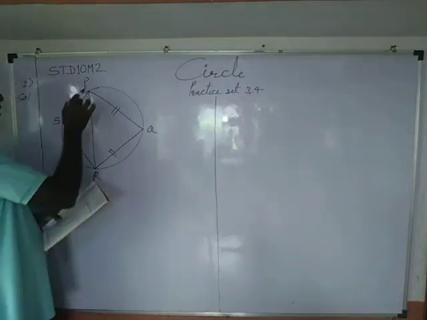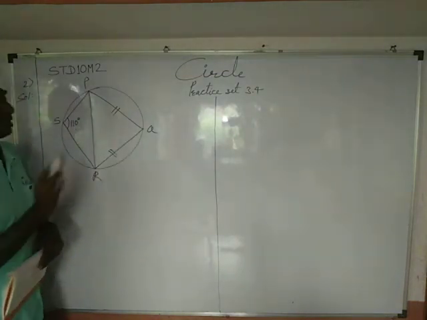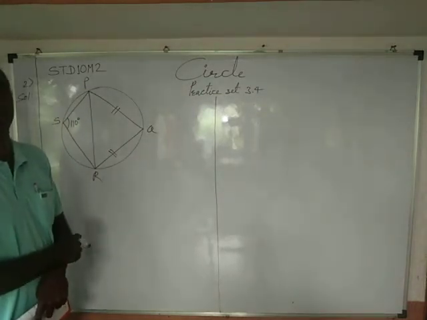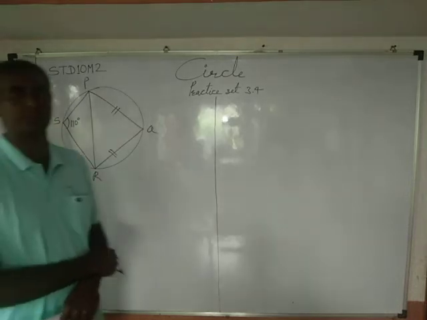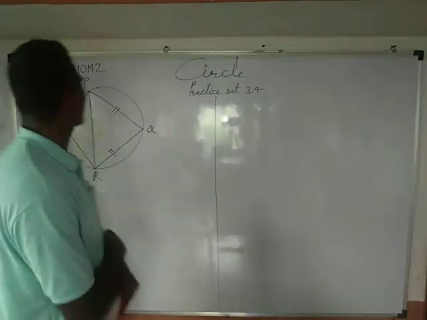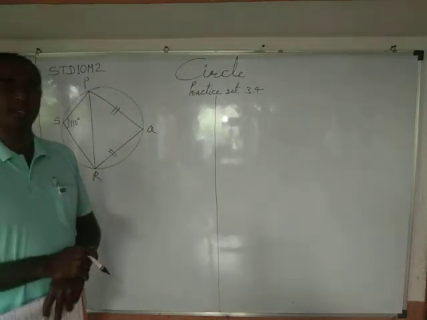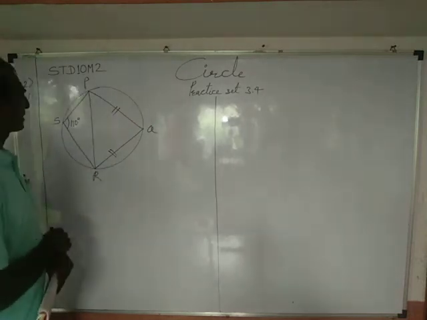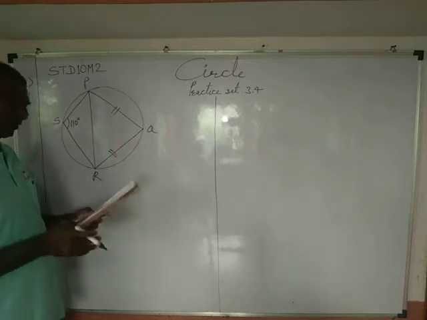You may know, angle PSR and angle PQR are opposite angles of a cyclic quadrilateral. And we learned the cyclic quadrilateral theorem. According to the cyclic quadrilateral theorem, opposite angles of a cyclic quadrilateral are supplementary, meaning angle PSR plus angle PQR equals 180 degrees. And as angle PSR has measure 110, angle PQR will have measure 70 degrees.